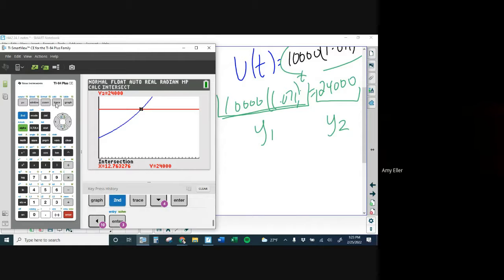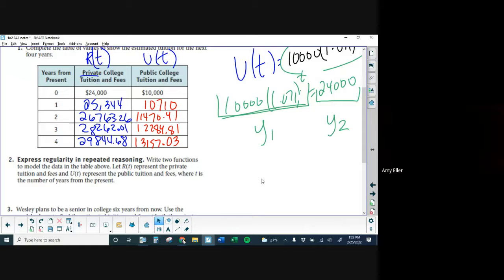Somewhere in your book, write down these conclusions. I would write the decimal we got, and then I would say at the 13th year, we would surpass the 24,000. One second. I'm going to rewrite this a little bit neater.